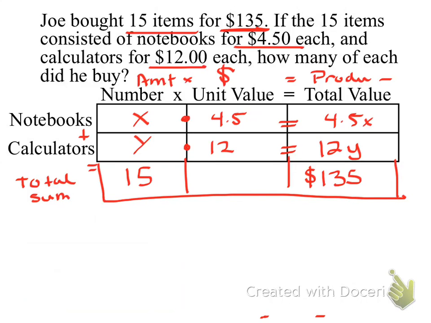So now my equations are... No, we've already multiplied across. Remember I said across we multiply, up and down we add. And what we have here are our two equations. I have x plus y equals 15. And what's the other equation?